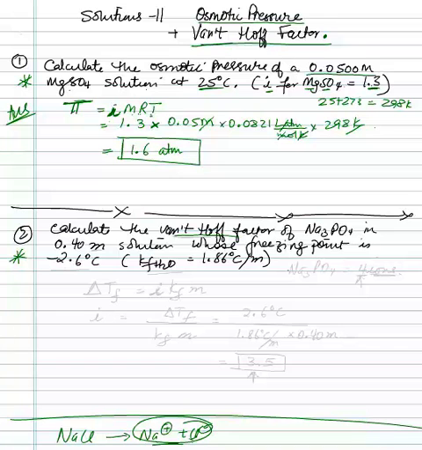All right, let's look at the next problem now. Calculate the Van 't Hoff factor of sodium phosphate in 0.4 molar solution whose freezing point is minus 2.6. So this is how we will calculate the Van 't Hoff factor. The previous problem was using the osmotic pressure, this one is using freezing point. So the Kf of water is given to us. Now Na3PO4, technically speaking, should give us 4 ions, so it should change by 4 times, but that doesn't happen. That's why we're doing this calculation.